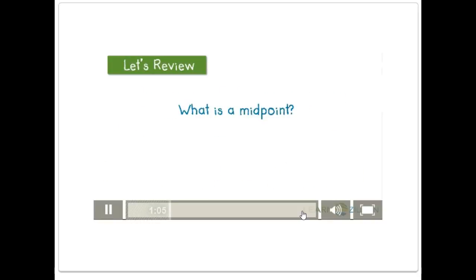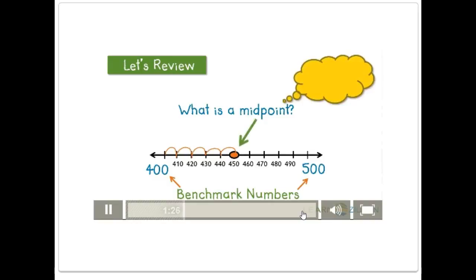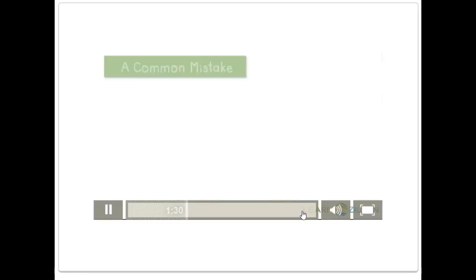Let's also review the definition of a midpoint. On this number line, our benchmark numbers are 400 and 500. Once we add the increments to our number line, we want to find the middle. The middle of our number line is right at 450. The 5 gives us a clue that we're in the middle. This is the midpoint. The midpoint marks the middle of the line.